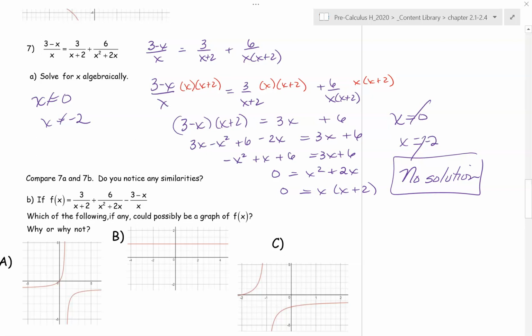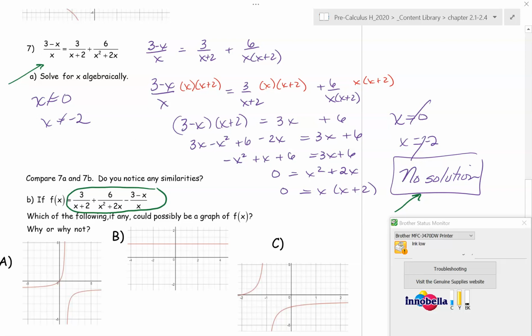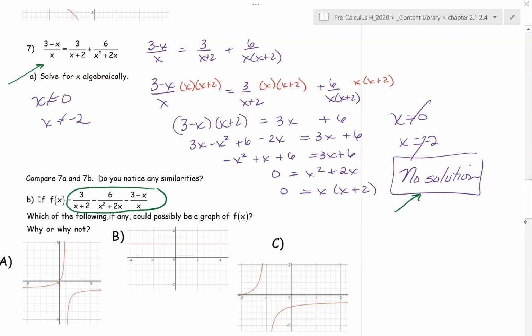Okay, so do you see how for 7b, what we did is we looked at 7a and you subtracted 3 minus x divided by x from both sides of the equation, and we called that f of x. But now what we're going to do is think, what if that f of x is equal to 0? So if the answer truly is no solutions, then you should not have any values of x that make your y value 0. So go ahead and try and pick, if any of these, what could possibly be the graph of f of x, knowing what we know about 7a. So go ahead and pause the video and make your decision.